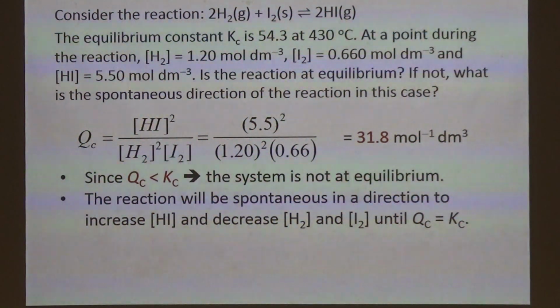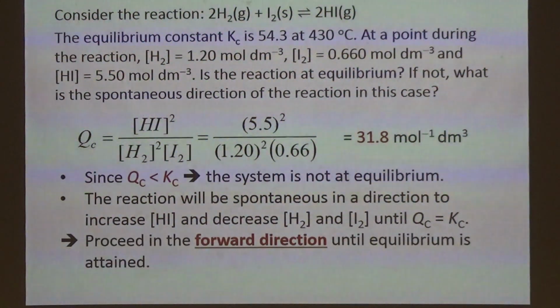Once Qc is equal to Kc, you have reached dynamic equilibrium, and the system will stay at equilibrium. So you will proceed in the forward direction until equilibrium is achieved.